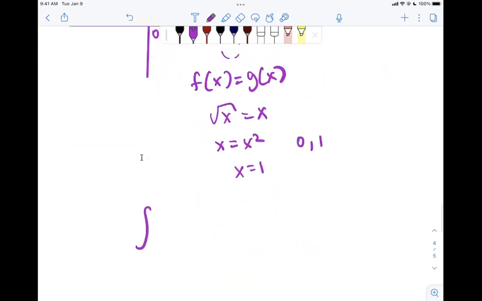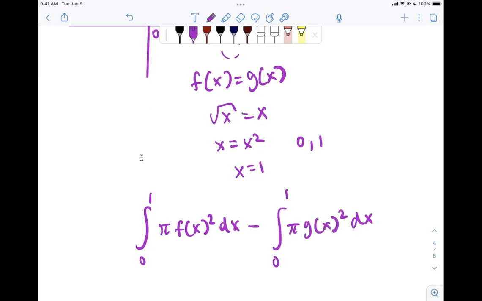So now we're going to go 0 to 1, pi times f of x squared dx. And then we're going to subtract the integral from 0 to 1 of pi times g of x squared dx. So that's the inner thing. And then once we do that, that'll give us the volume of the region bounded by the two functions. So let's work this out.